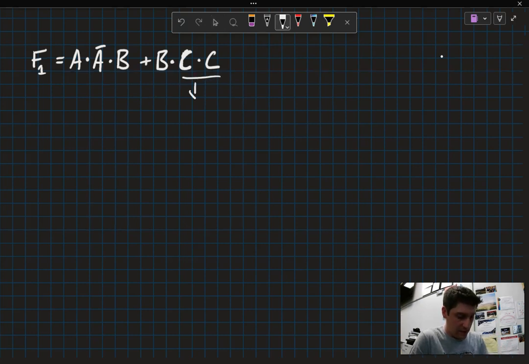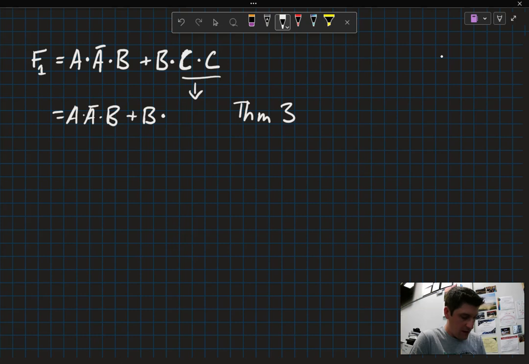So C and C is what I'm simplifying. So I'm just going to write over here THM, theorem 3, and I'm going to rewrite the expression. So this is now equal to A and A naught and B, or B and, theorem 3 says x and x equals x, so I'm going to replace C and C in my expression with C. So that is the simplified form of the logic expression with that substitution.